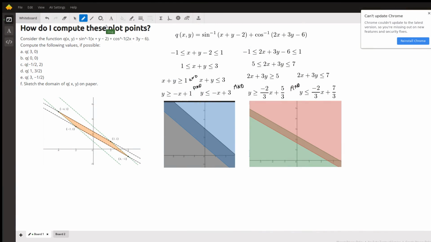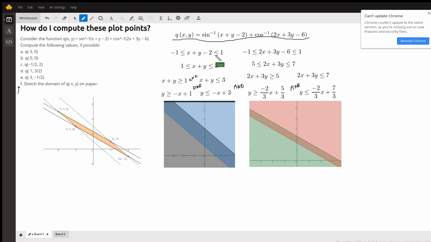It's probably instructive to answer part F before we look at the values of A, B, C, D, and E. So here's the original function, depending on two variables, x and y. If you take the inverse sine of some expression, that expression has to be between 1 and -1, because the sine of any angle is between -1 and 1. So this has to be true.